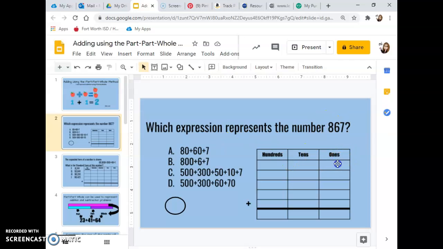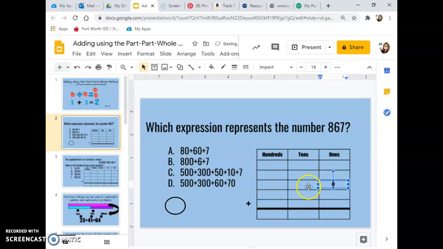So using my place value chart, I can start typing in my numbers and trying to figure out which one is the correct answer. So I'm going to go ahead and first type in 80. So let's see, 80. I'm going to split it up. The 0 goes in the ones, the 8 goes in the tens. Then I have 60, so I'm going to do the same. 0 goes in the ones, 6 goes in the tens. And then I'm going to do my last number, which is 7.